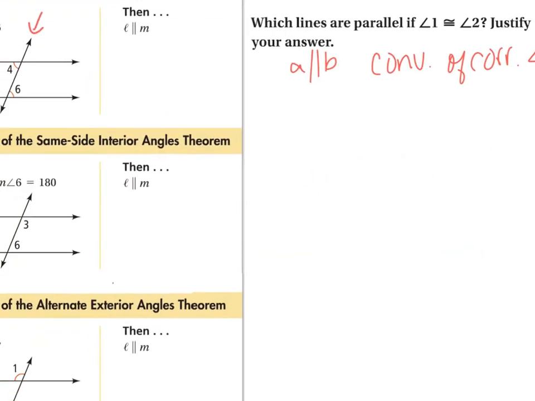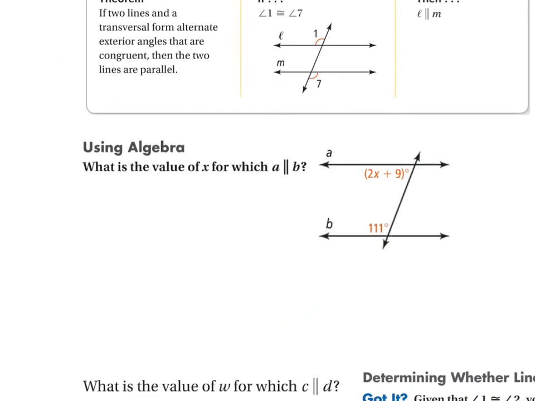Okay, and at the bottom of this page, what is the value of x for which A and B are parallel? If A and B are parallel, then what type of angles are those? Well, they're going to be same side interior, so that means they would add to 180. So we have 2x plus 9 for the one angle, and then we add the other angle to that. In total, they should equal 180.